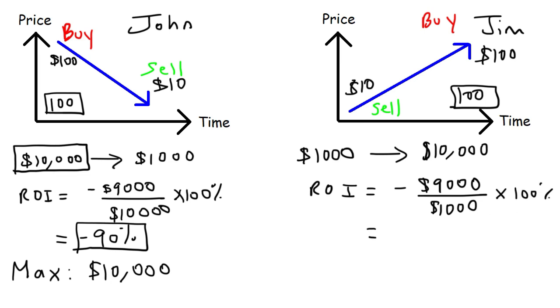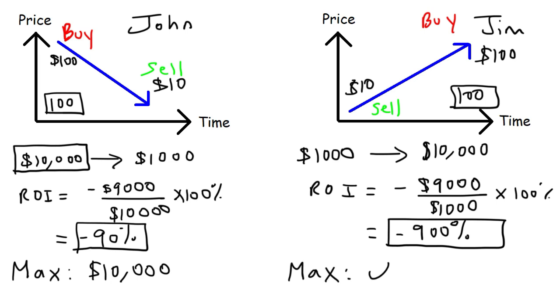9,000 over 1,000, that's 9 times 100%. He's looking at a 900% loss. His maximum risk is unlimited. Looking at John, the most that he could lose is 10,000. Jim can lose more than 10,000.